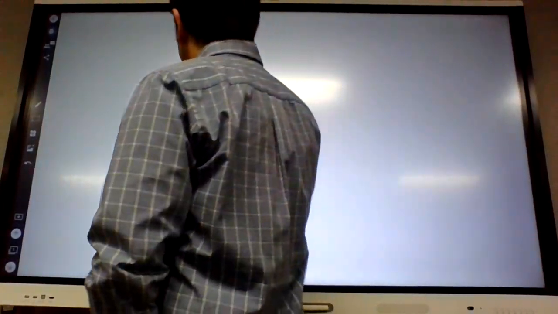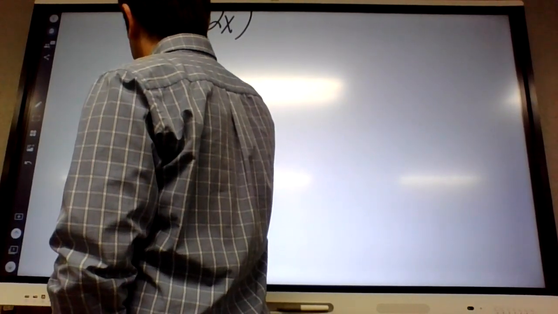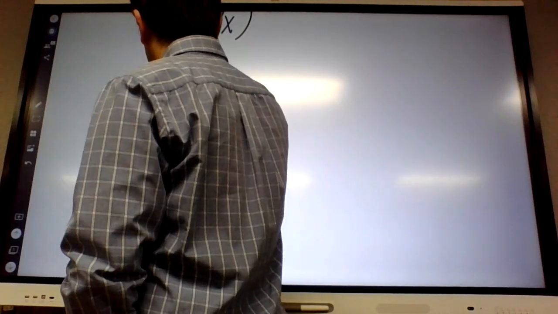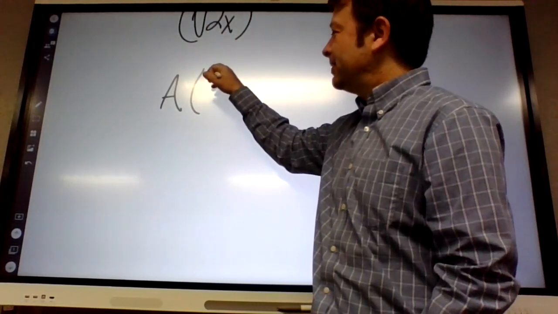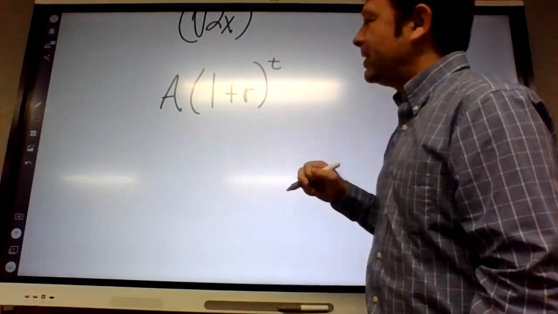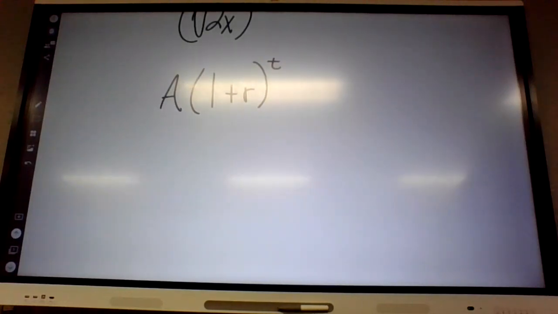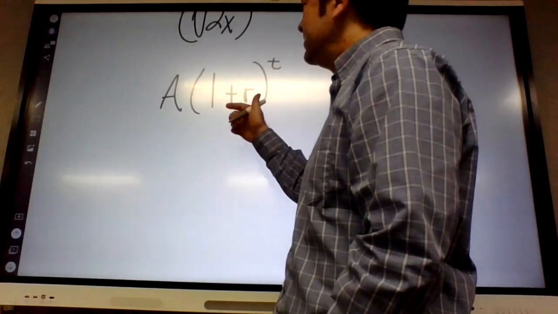Okay, so what was the exponential growth formula? That's what we'll call it. Product, parentheses. What goes in here? 1 plus R, with T time. Okay, so that's when things are going up by a certain percentage every year. That's normally what it looks like.